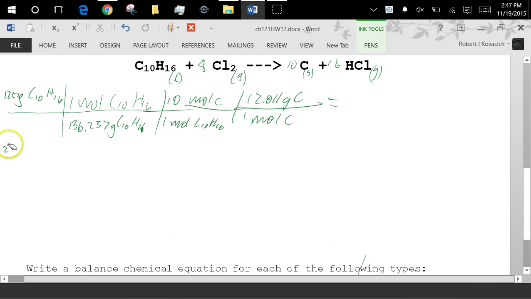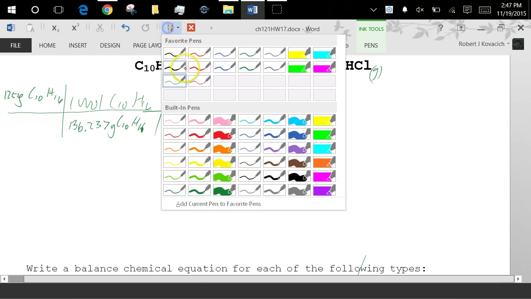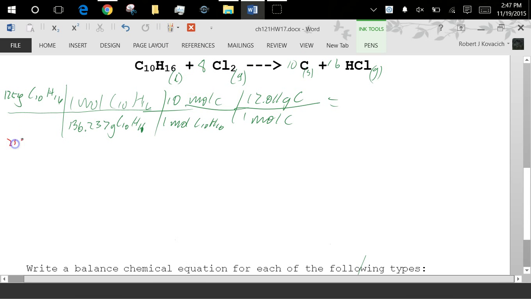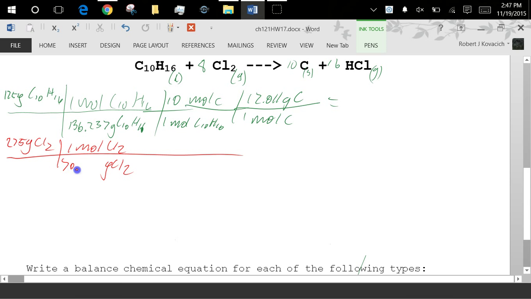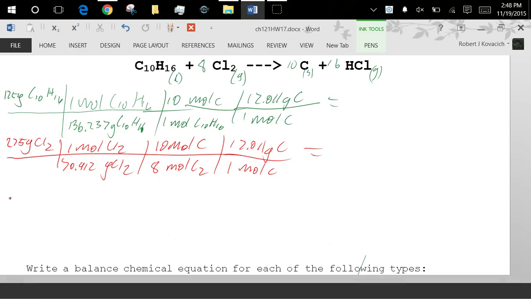1 mole C, 12.011 grams of C. So then I'm going to go to 275 grams of chlorine, 1 mole chlorine, grams of chlorine, 35.456 times 2, 70.912, and then it's 8 moles of chlorine and 10 moles of carbon, and 1 mole of carbon, 12.011 grams of carbon. Okay, so 125 divided by the 136 number times 10 times 12.011.